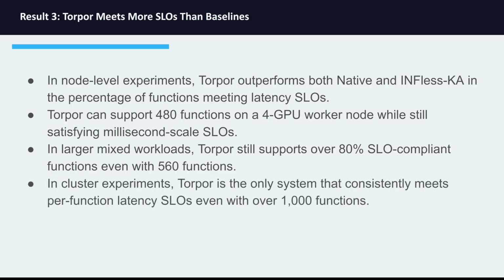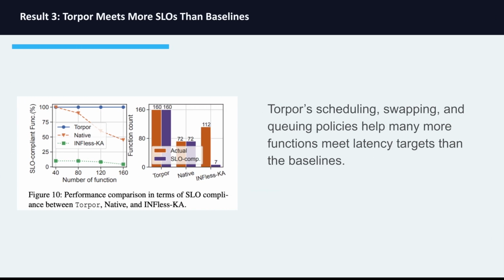And in cluster experiments, Torpor is the only system that consistently meets per function latency SLOs even with over 1,000 functions. So this is an important evaluation because the paper is really about serving many inference functions cheaply without breaking latency guarantees. And here's a graph to support those findings.